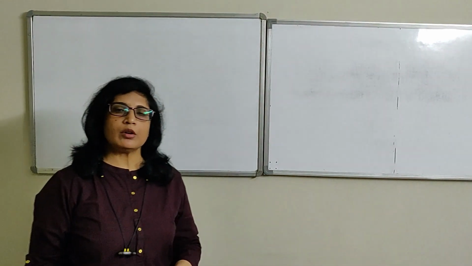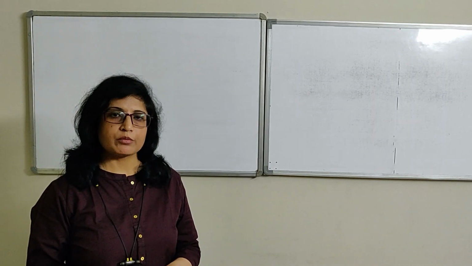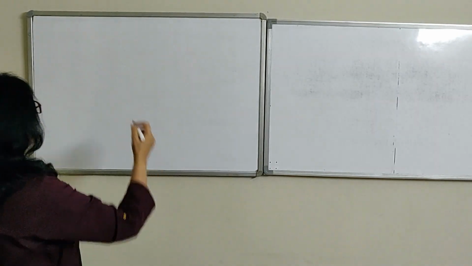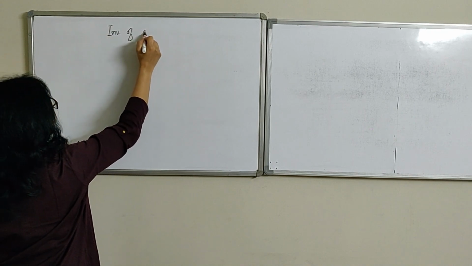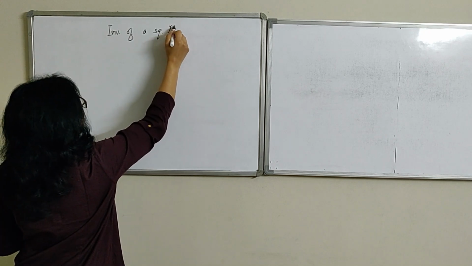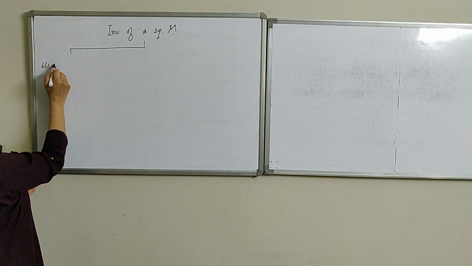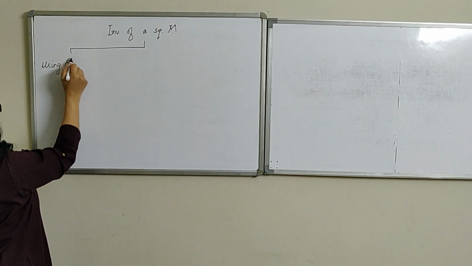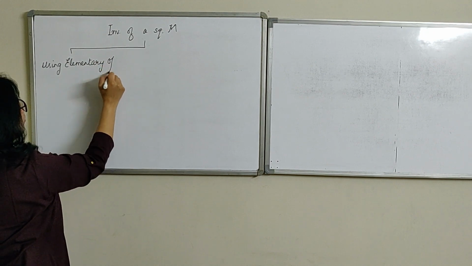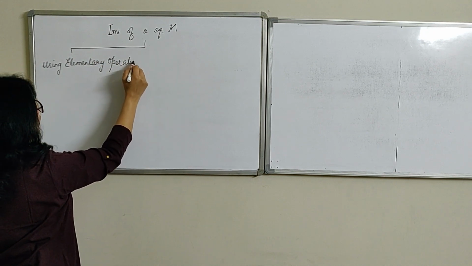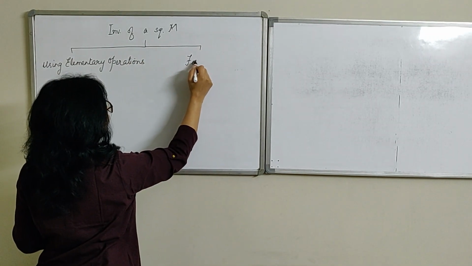So since we know what the inverse of a matrix is, we'll move on to the next step where we'll try to find the inverse of a square matrix. The inverse of a square matrix can be found in two ways. One of the methods is using elementary operations. And the second method is using a formula.